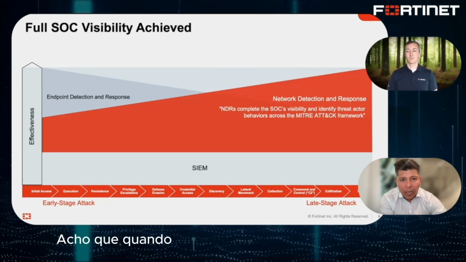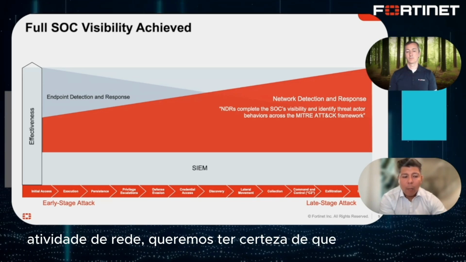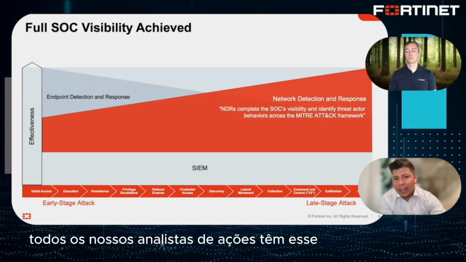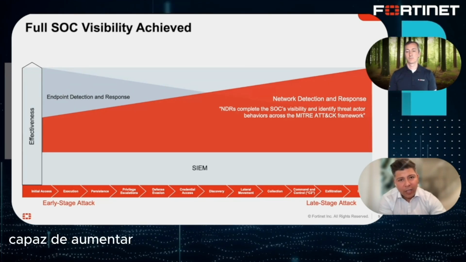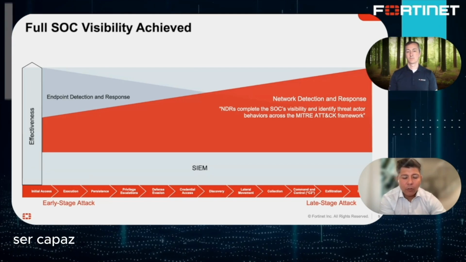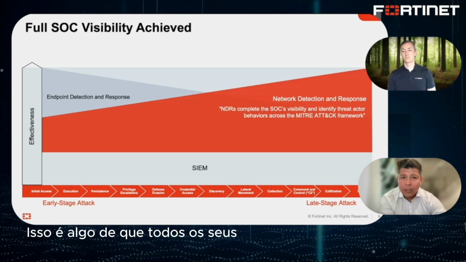I think when we want to be able to see into that network activity, we want to make sure that all of our SOC analysts have that access and have that visibility. Like we talked about those statistics, being able to increase that visibility for your SOC analysts, being able to provide that tooling that we had talked about, that's something that all of your analysts can benefit from. It's not just reserved for the tier 3, tier 4 analysts that are doing the proactive investigations and threat hunting, but it's also helping those analysts make sure that they have their bases covered. They can detect some of this anomalous traffic that's happening out there.